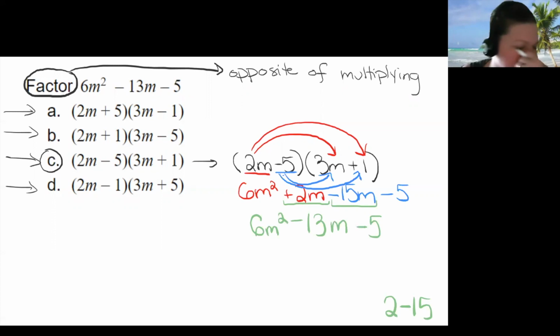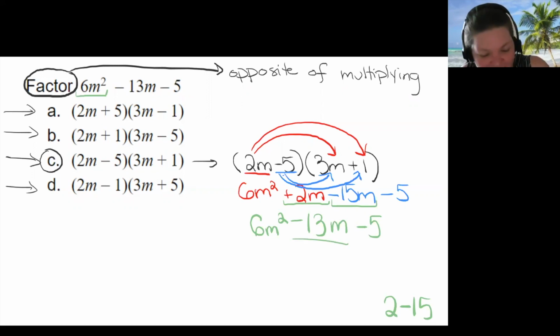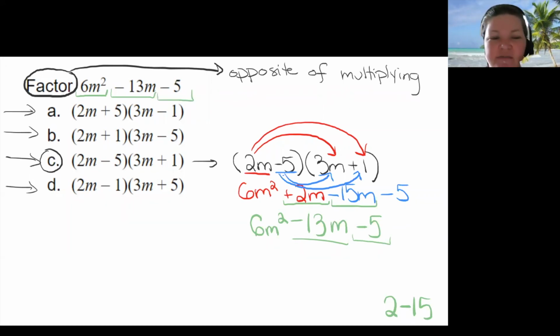What do you guys think of Manal's guess? He was right. It worked, yeah. I see a 6m squared term. It looks like Manal was working ahead of us as usual. A -13m, a -13m, and a -5, a -5. If you were to multiply any of the rest of these, I promise they would not give you the same thing.